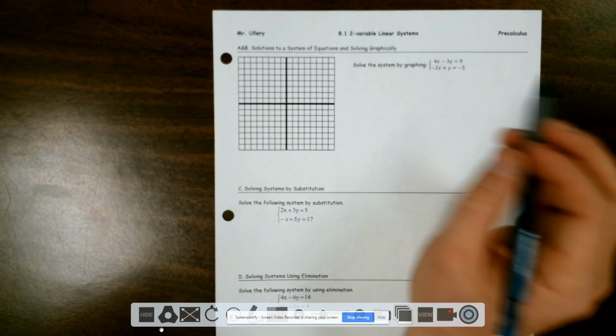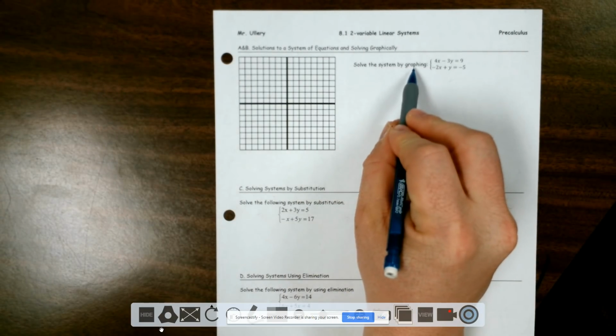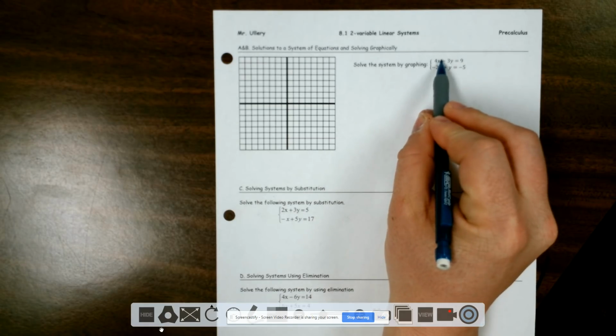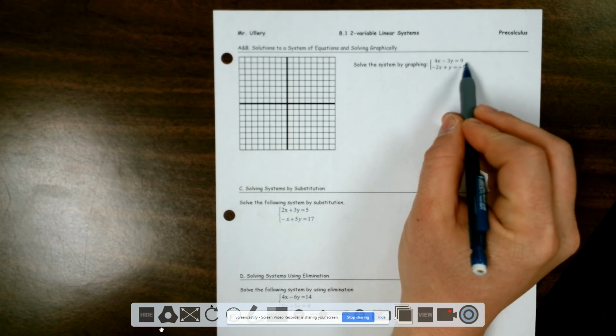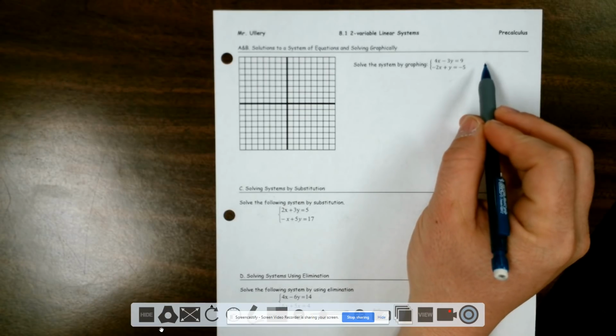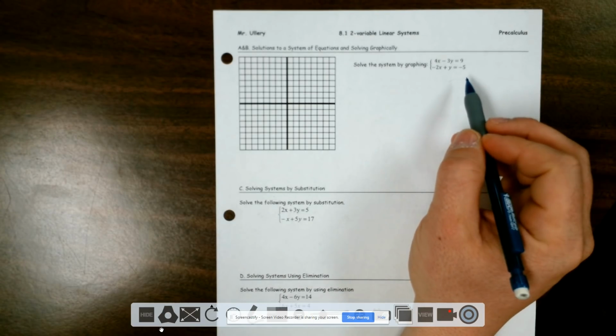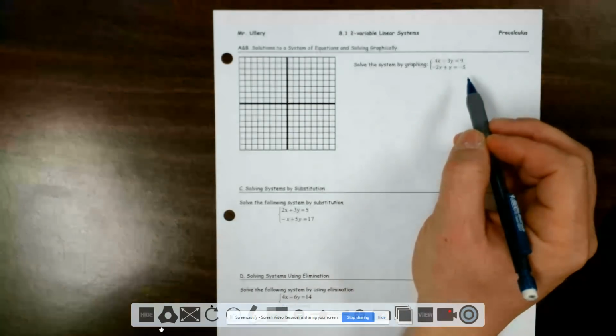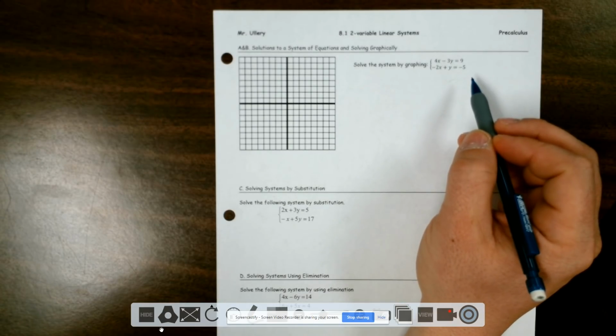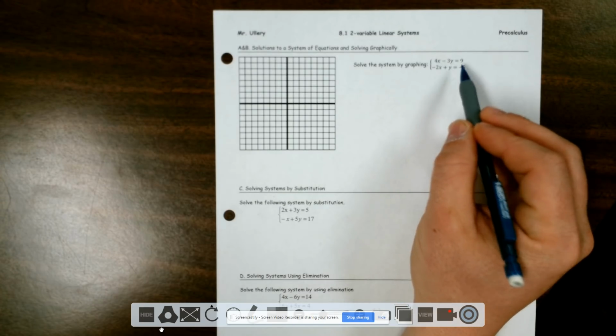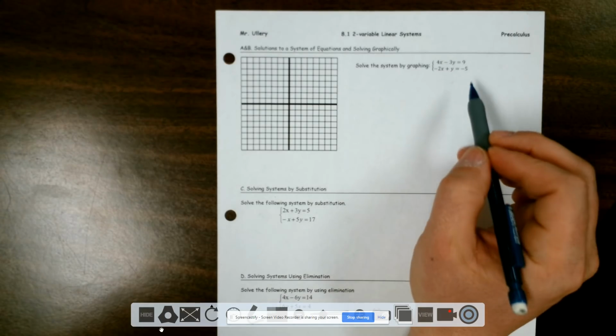So we're going to jump right in by solving this system by graphing. We can see that we have x to the first power in both. So we can essentially solve for y equals mx plus b and plot two lines, and their intersection point is going to be the point at which both lines are equal to each other within the system.